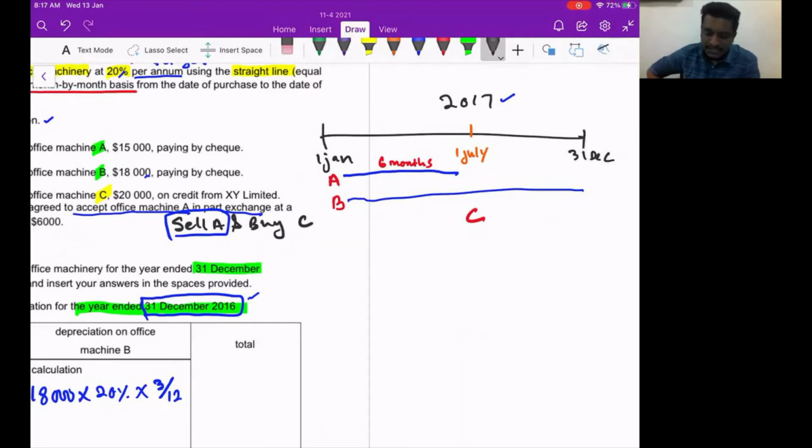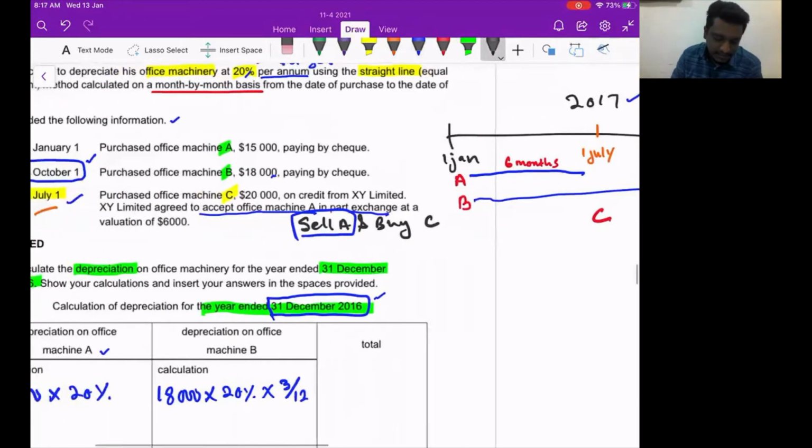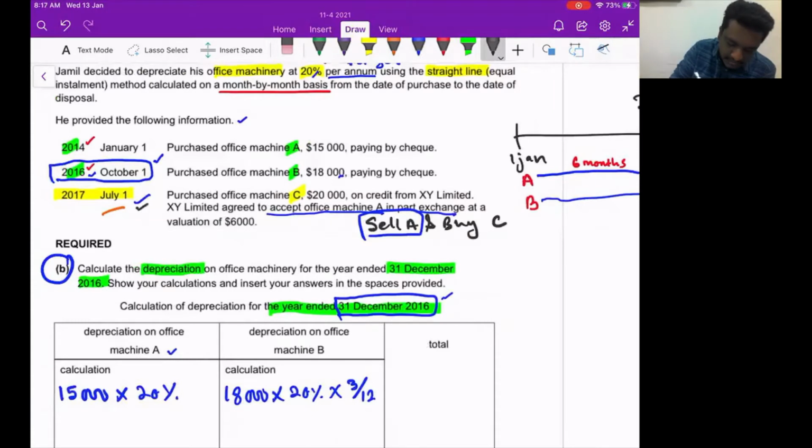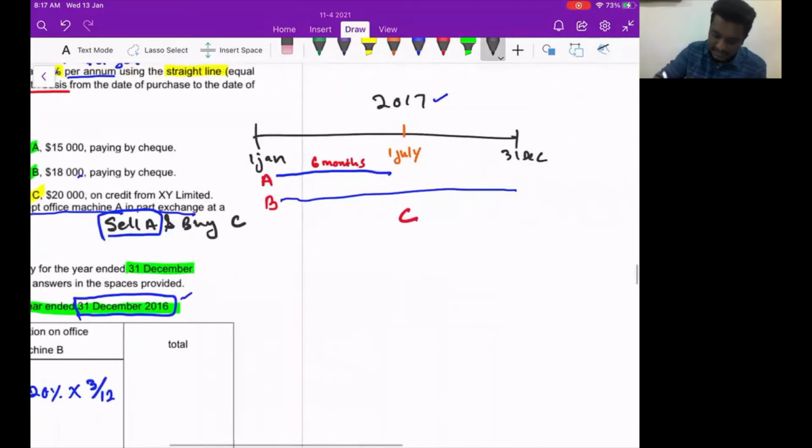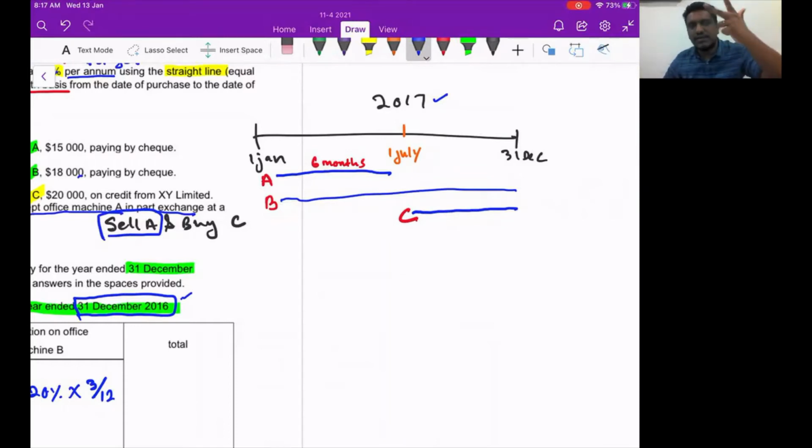And how about machine C? When did you buy machine C? You bought machine C on the 1st July. So it started with your company on the 1st July. So from 1st July until what date do you calculate the depreciation? 31st December. So how long is machine C with you? Starting from 1st July: July, August, September, October, November, December. Only 6 months. So machine C is only with you 6 months.